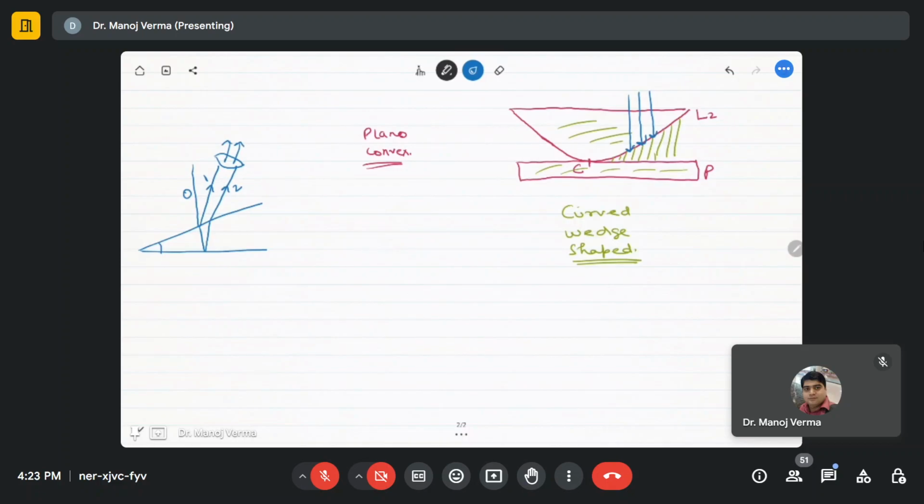Similarly, in this case also, this air is behaving like a wedge shaped film, and because of this L2CP wedge shaped film, I will observe an interference pattern like this. And this interference pattern is called Newton rings, which is because of the air film engulfed between this plano-convex lens and a glass plate.